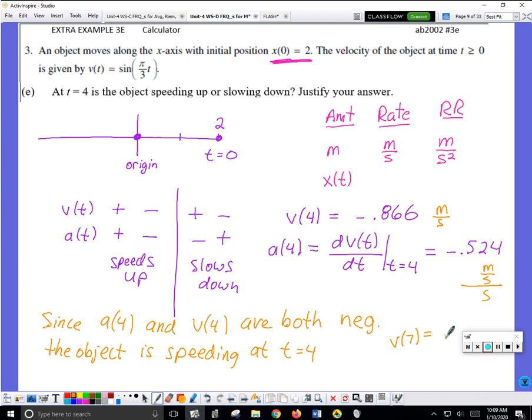Full ticket if you can honestly get the answer and honestly say that you understand what's going on.